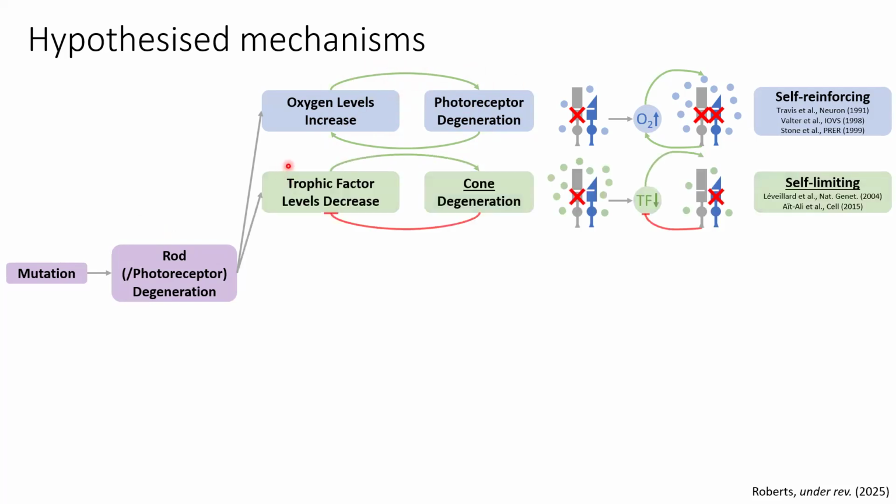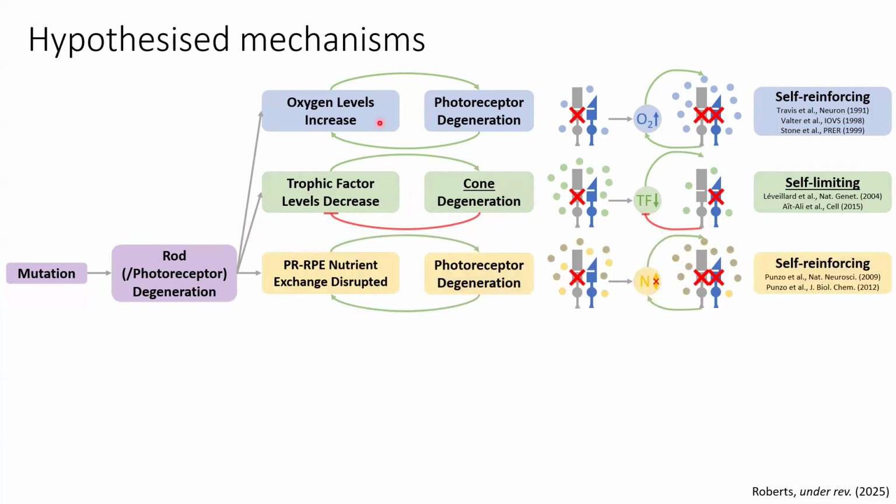Second hypothesis is known as the trophic factor hypothesis. The idea here is that the rods produce a trophic factor which is necessary for cone survival, so that if you lose the rods, then the trophic factor is depleted and then the cones degenerate. In this case, cone degeneration will remove the thing that's consuming the trophic factor, so that would then inhibit a further decrease in trophic factor levels in and of itself.